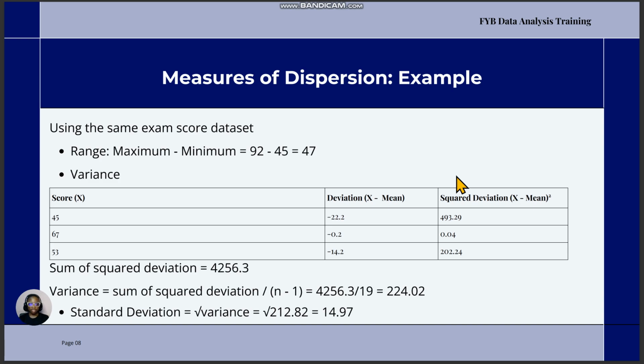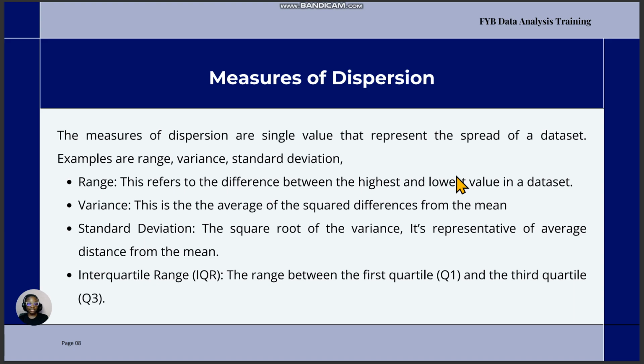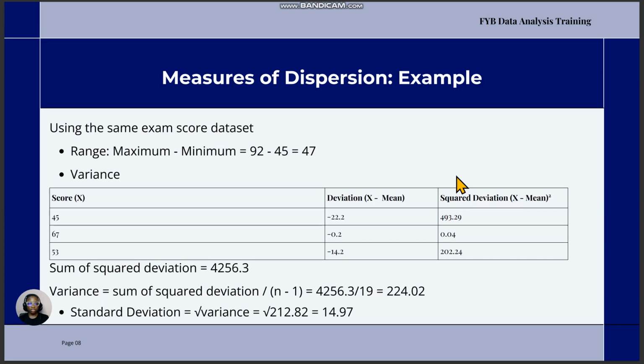For variance, the explanation here says this is the average of the squared differences from the mean. The way to calculate variance by hand is you first need to calculate your mean. This column represents the exam score, and then we have the column representing the deviation, which is x minus mean. Our mean here is 67.9, so that would be 45 minus 67.9. I think something is wrong with this column. It's meant to be minus 22.9.